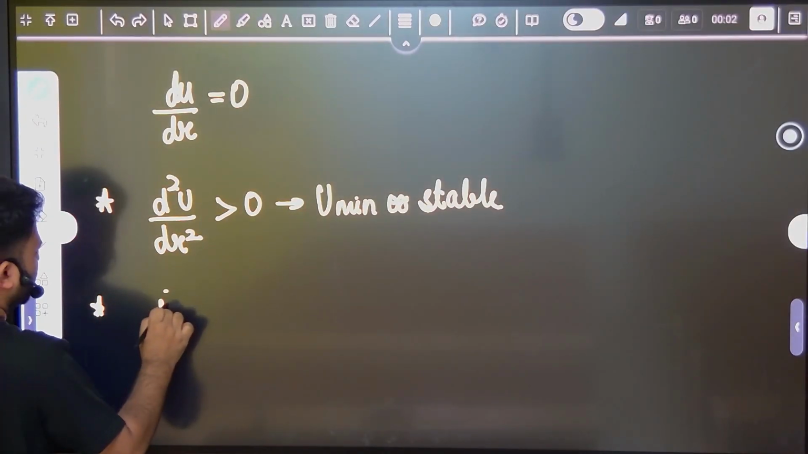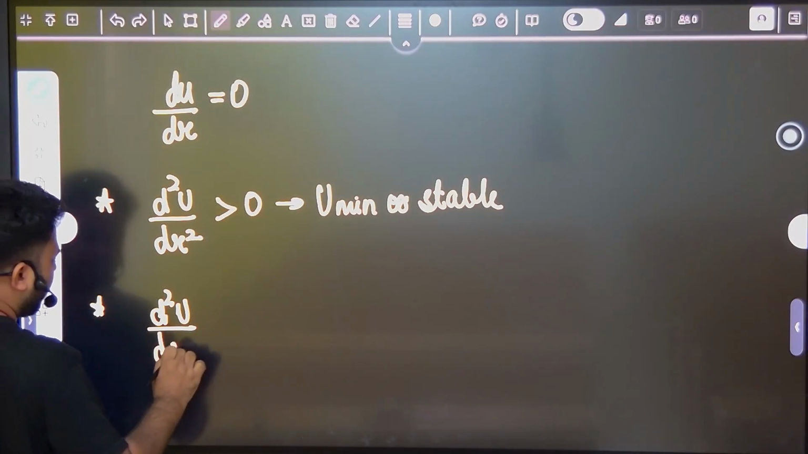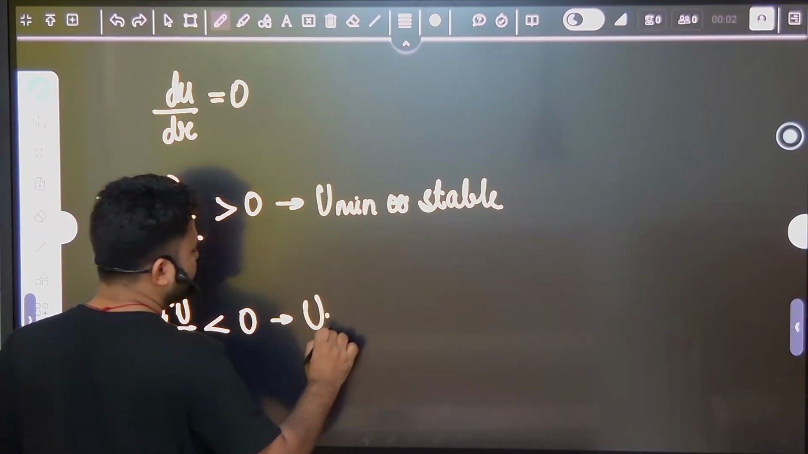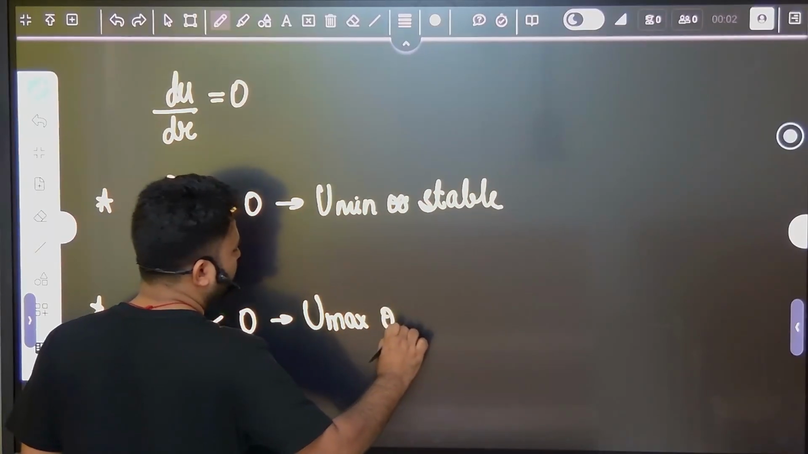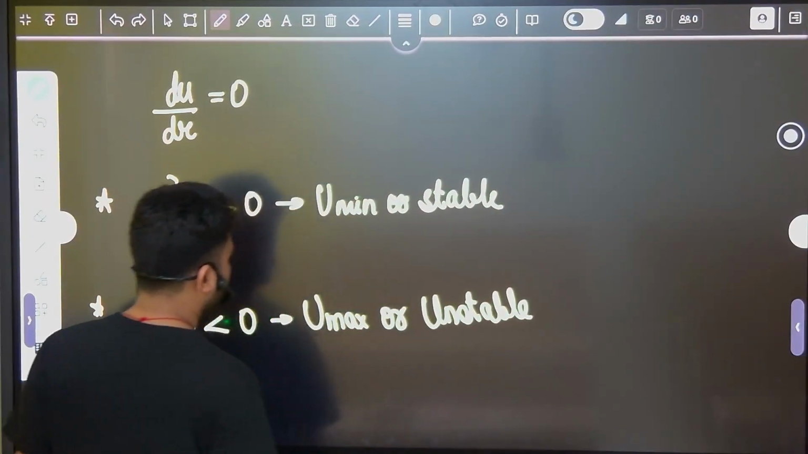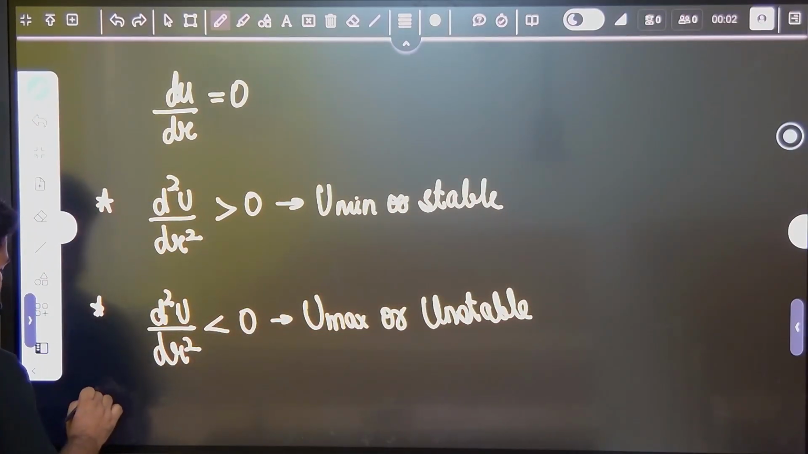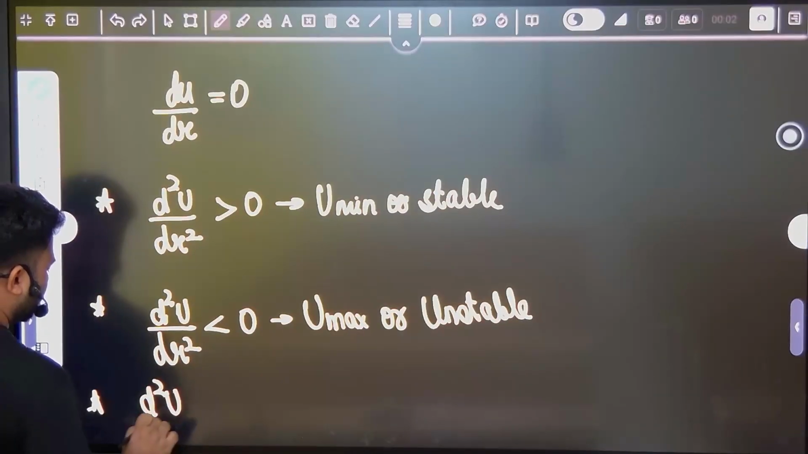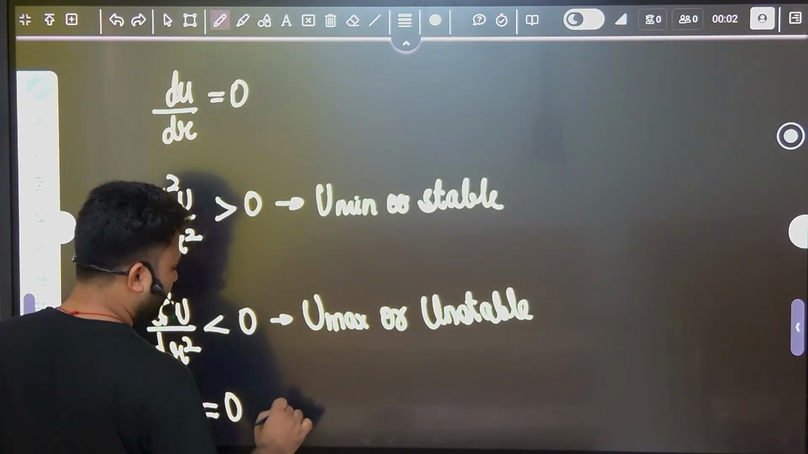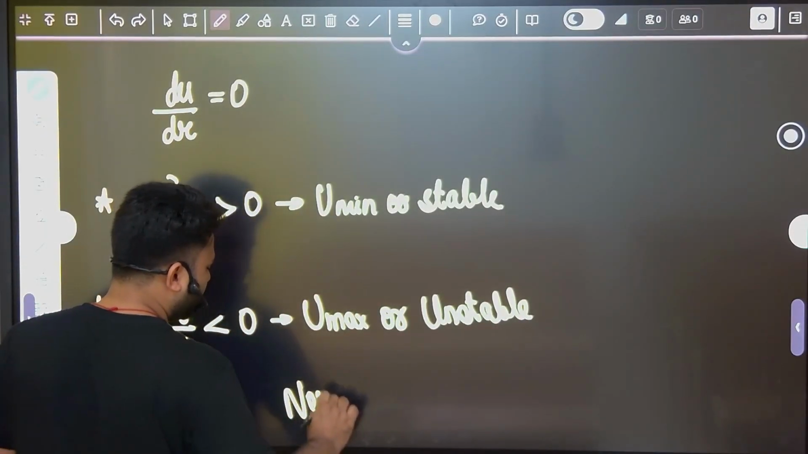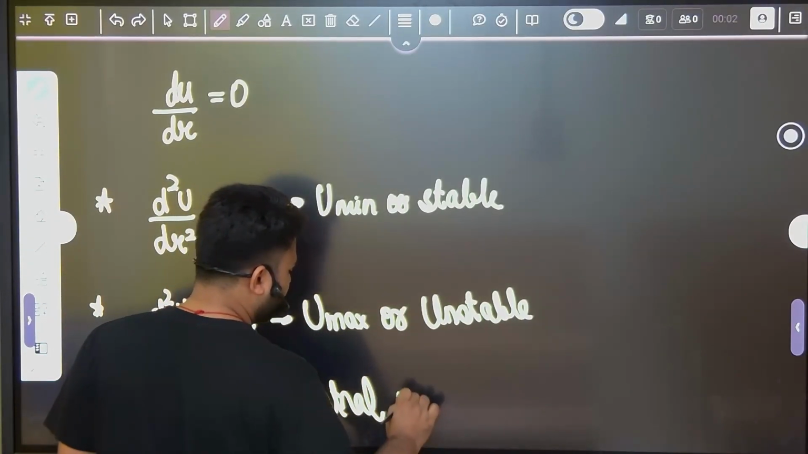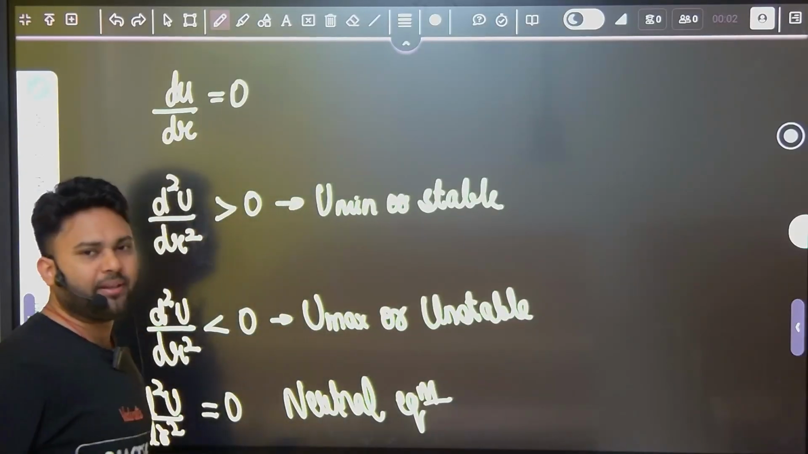Similarly, if d2u by dr square is less than 0, then it is a case of maximum energy or unstable equilibrium. And if d2u by dr square is equal to 0, this is a case of neutral equilibrium. Here energy, neither it will be maximum, neither it will be minimum. Neutral equilibrium. One example I will take.